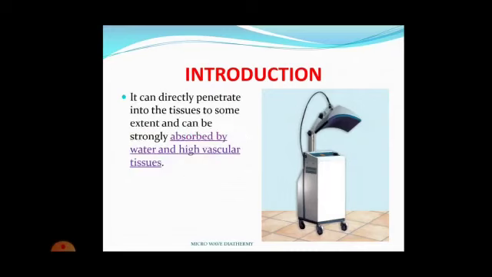Now how is this use of microwave diathermy useful? It can directly penetrate into the tissue to some extent. We can say that many times up to 3 centimeter it goes deeper into the tissue, and inside the tissue it produces heat like shortwave diathermy. It is well absorbed by water and highly vascular tissues. The best example is muscle. So muscle will be best treated by microwave diathermy. Why? Because the fluid content inside the muscle, that is nothing but blood, will absorb these microwaves, and definitely it will be converted into heat.